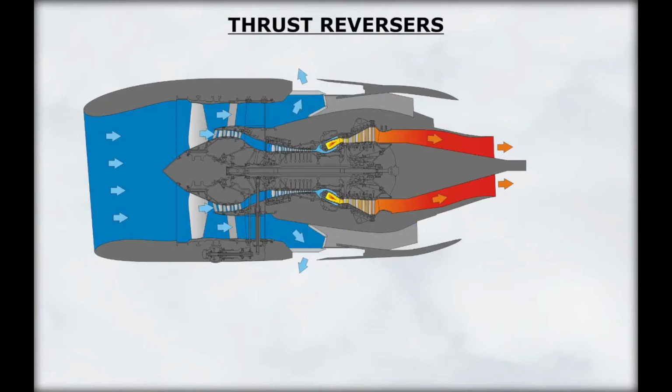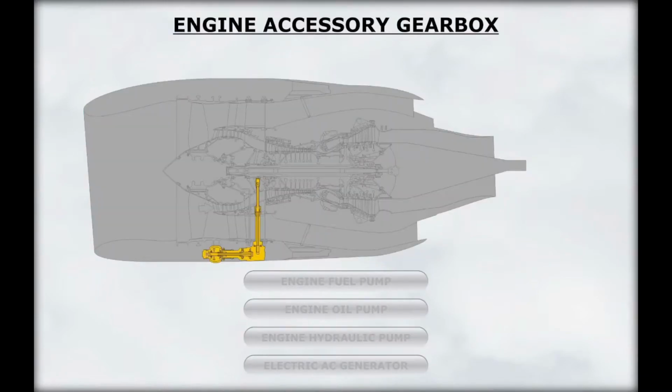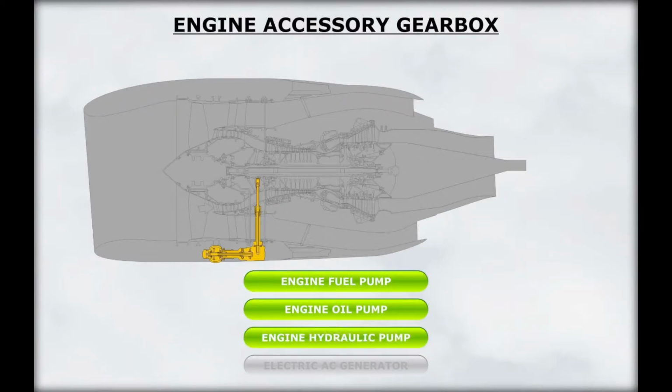Each engine incorporates a thrust reverser mechanism. The thrust reversers reduce landing roll or the deceleration distance during an aborted takeoff. The N2 rotor mechanically drives an accessory gearbox located on the side of the engine. This gearbox drives fuel, oil, and hydraulic pumps. It also drives an electric AC generator.